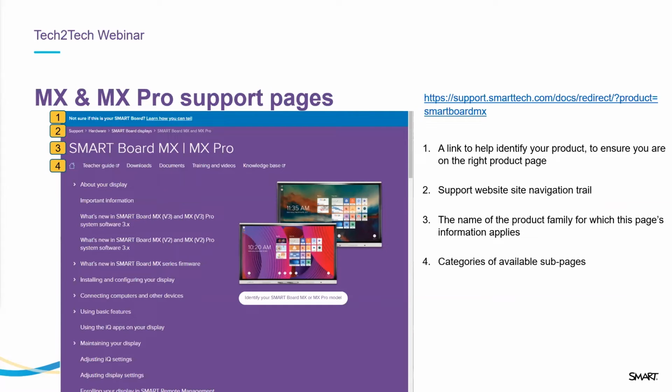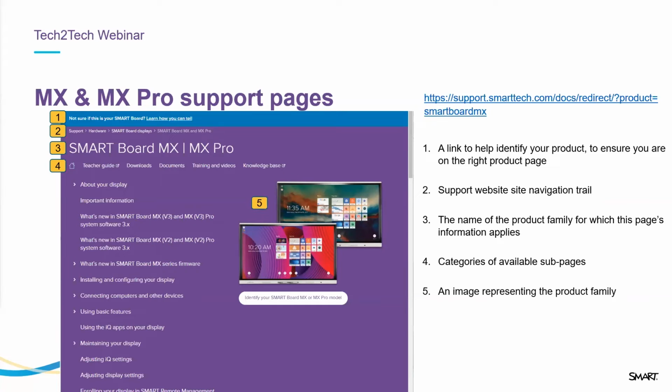Number 4, we have categories of subpages. Yes, even though this looks like just a list, it is additional pages related to this product. When you get here, you're on the home page. There's a little home button right here. You can take you right back to this page. But we also have separate pages for teachers' guides, downloads, documentation, training and videos, and the knowledge base that I spoke about previously.